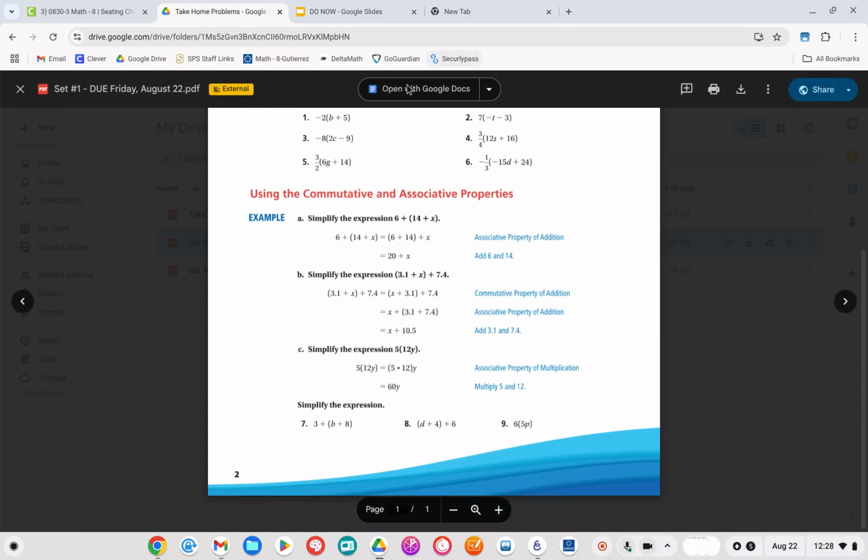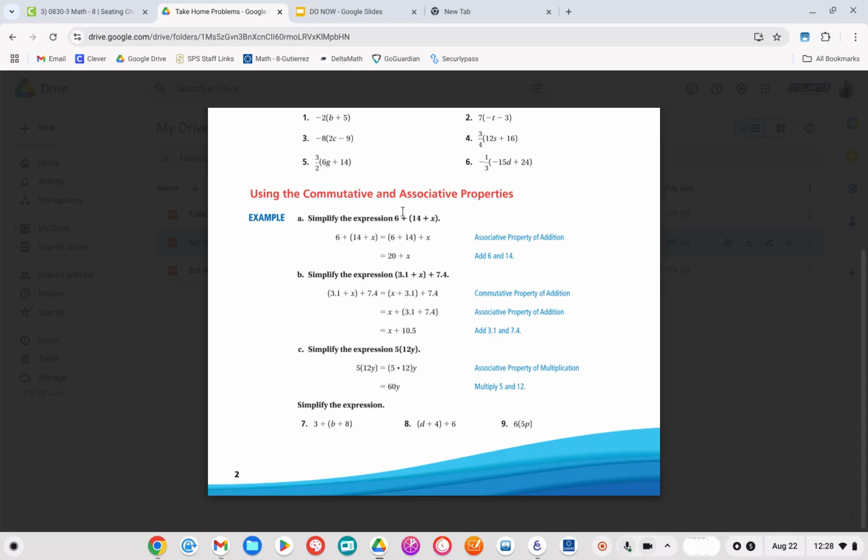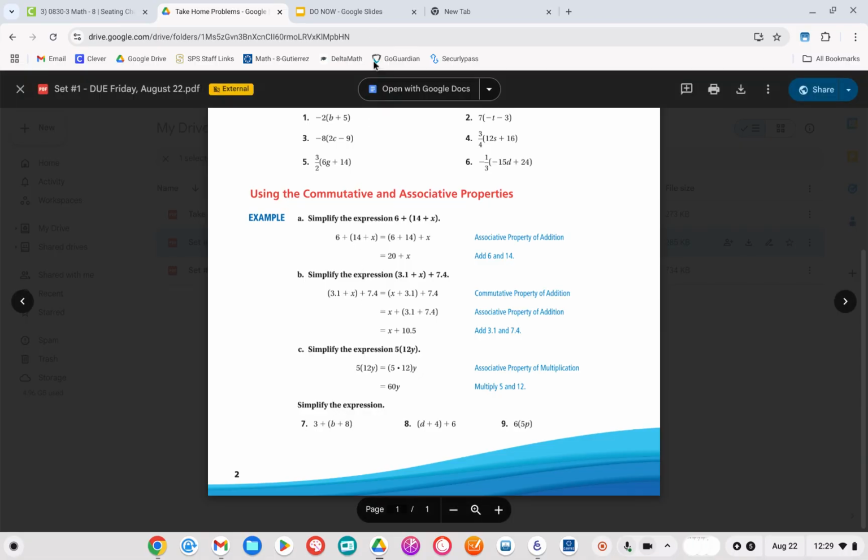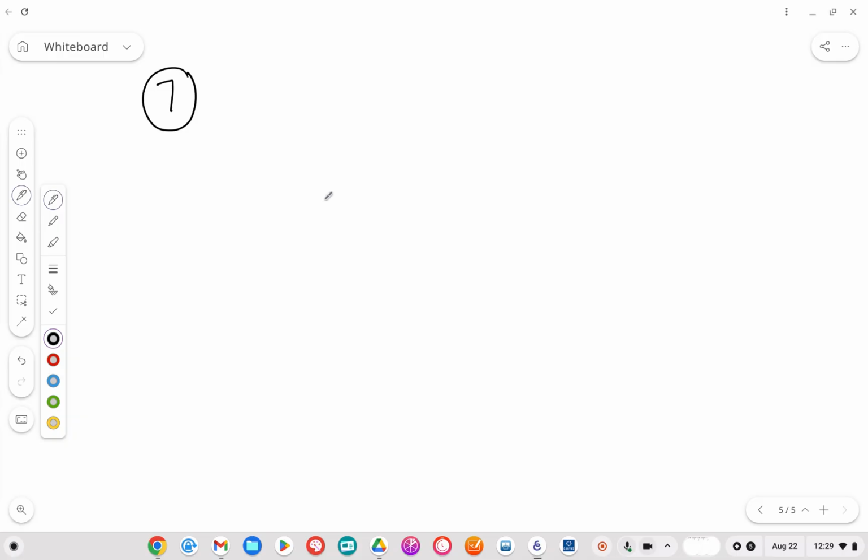So we're now using the commutative and the associative properties, which is basically being able to reorder our terms, whenever we don't have to distribute something through them, all right? So this says 3 plus b plus 8, okay? So 3 plus, in parentheses, b plus 8, all right?